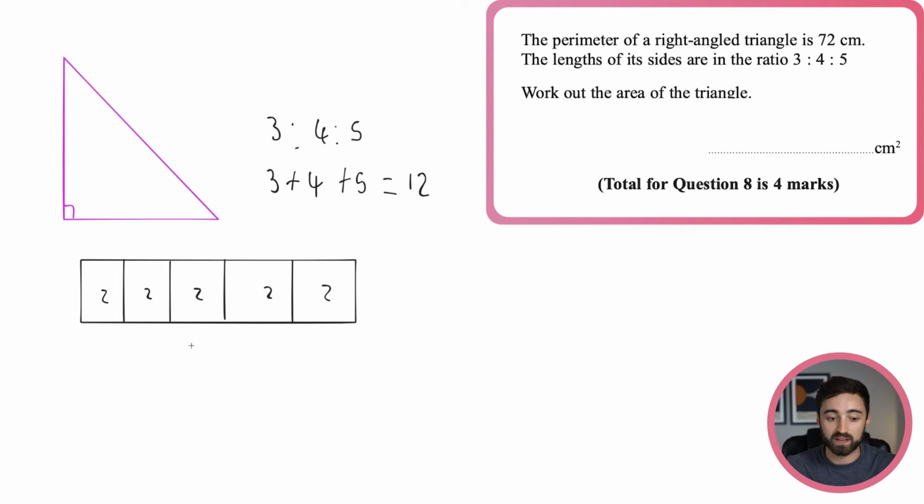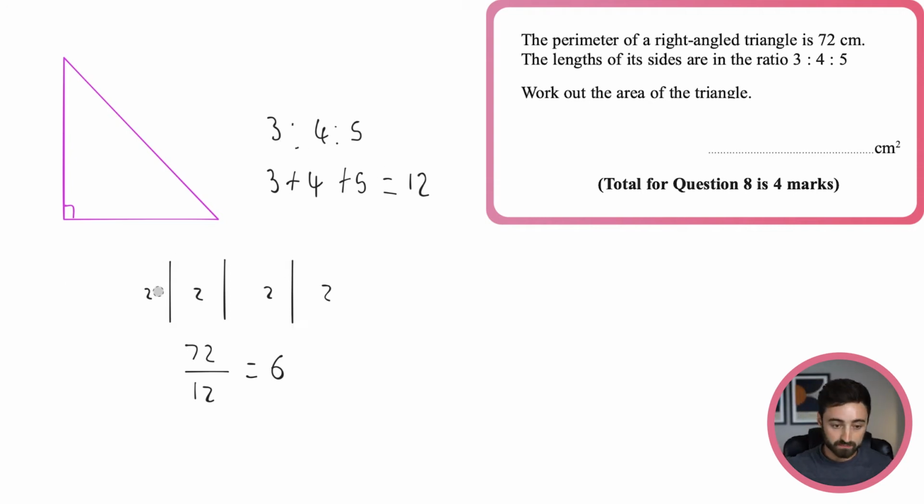How big is a chunk going to be? Well, 72 over 12 is 6, okay? Because 12 times 5 is 60. Add another 12, you get 72. Okay, so each chunk is worth 6. But one of the sides has 3 of the chunks, one has 4, one has 5.